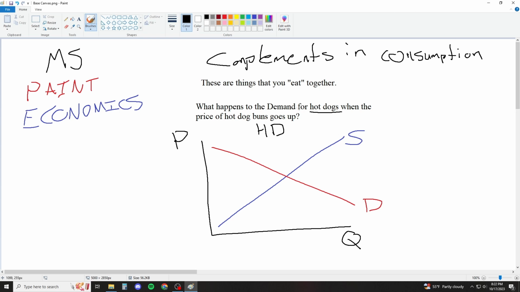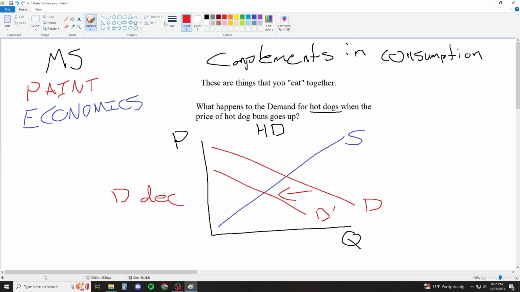So the demand for hot dogs, when the price of hot dog buns goes up, the demand falls. Okay, and you're going to see in a separate video what the effects of shifting are. So don't worry so much about what it means that demand falls. For right now, all I care is that you remember that a decrease in demand means that demand goes left. That's 100% the number one thing I want you to take away from this.